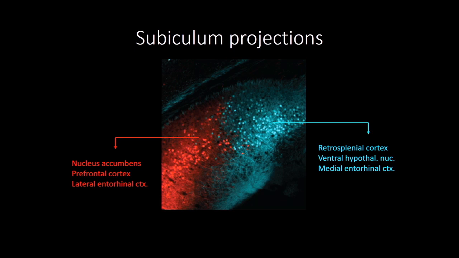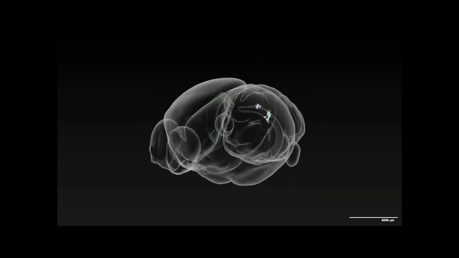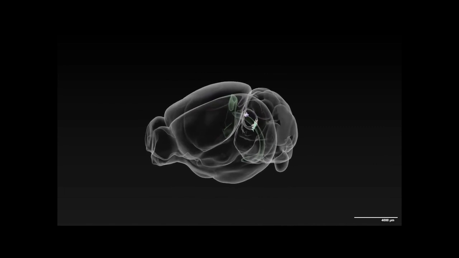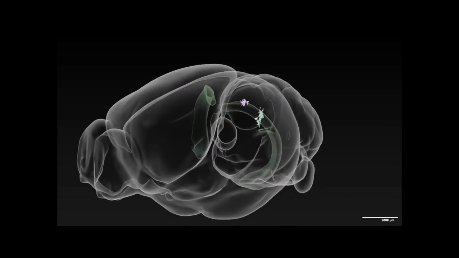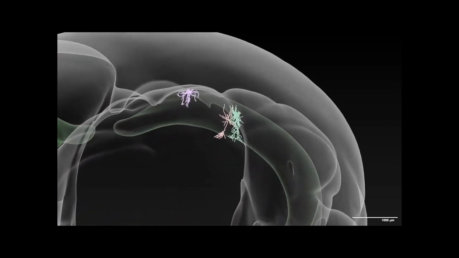This, of course, is retrograde evidence. It would be nice to pair this with anterograde evidence, and so in collaboration with the MouseLight team at Janelia, we did exactly this. We filled individual cells and traced their axons across the full extent of the mouse brain. In this brain, I'll illustrate 3 cells in particular.